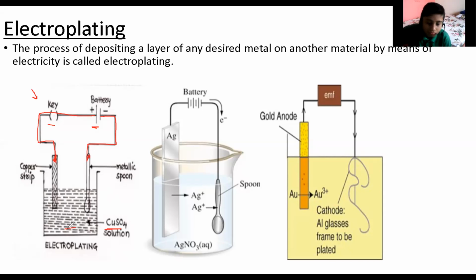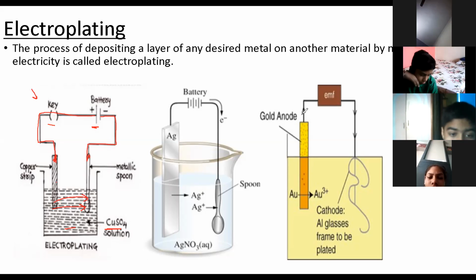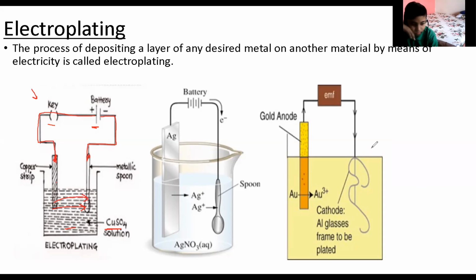Okay. So what would happen when the current will pass through this circuit, through this liquid? Then the copper from this copper strip will get deposited on this spoon, और इस तरीके से स्पून के ऊपर एक कॉपर की प्लेटिंग हो जाएगी. Means the spoon will have a layer of copper on it. Understood? This is the very basic I am explaining you. Okay, we will learn it in detail. तो इस तरीके से कॉपर की प्लेटिंग हो जाएगी मेटलिक स्पून के ऊपर.